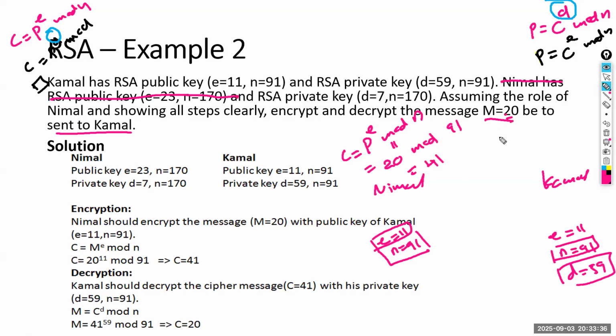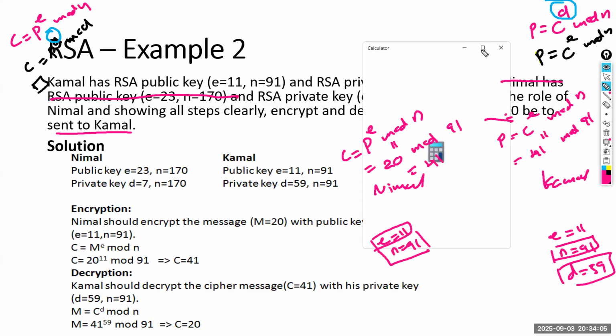Your plain text is 20, but what you are sending is 41. Now you need to show what happens on the receiver side. So the formula is P equal C to the power E mod n. My ciphertext is 41, E is 11, mod n is 91. So that must be 20, if this is correct. Okay, let's see. 41 to the power 11.